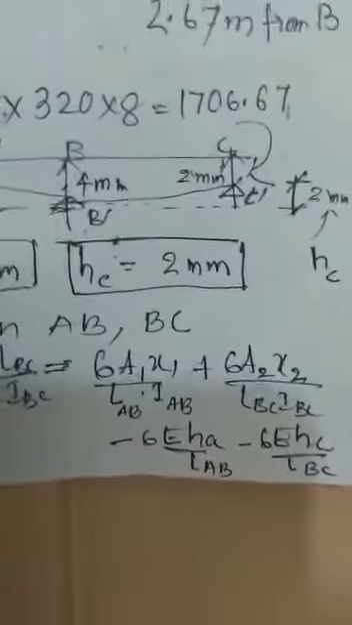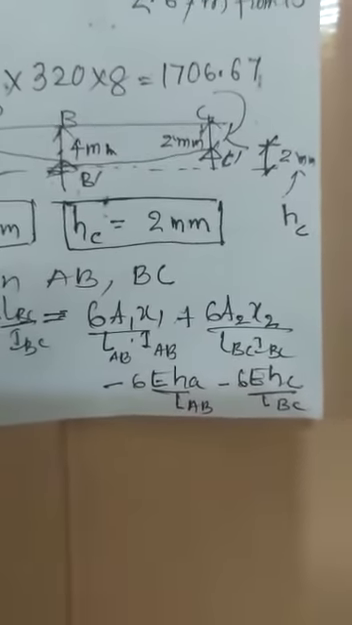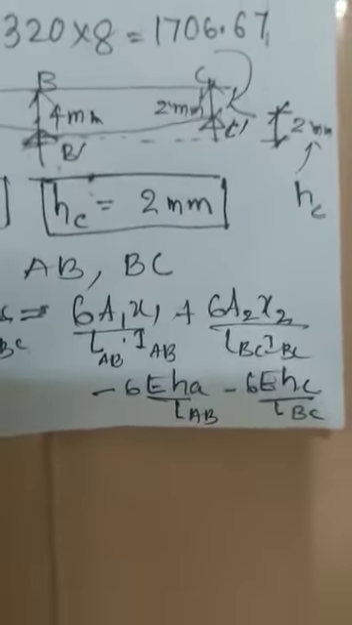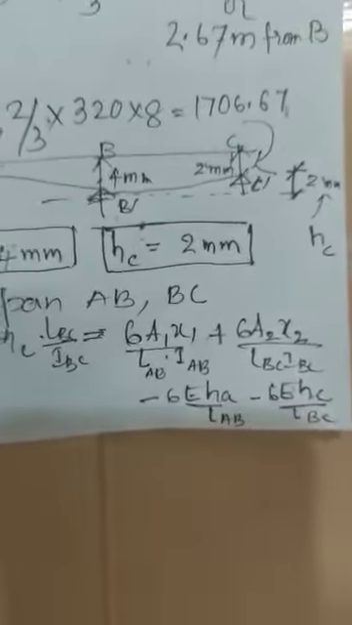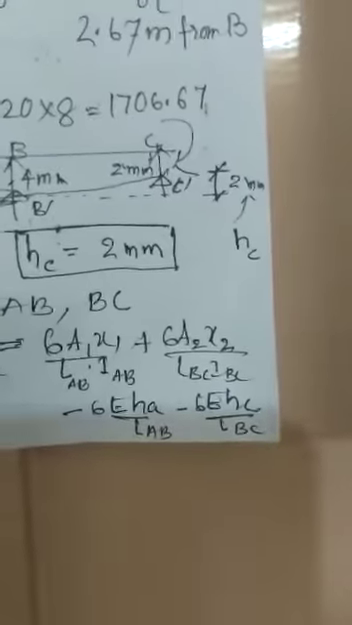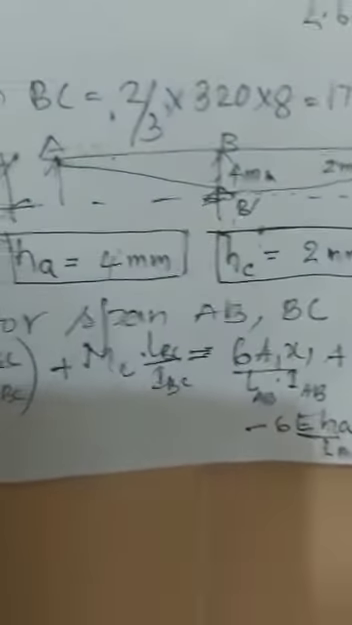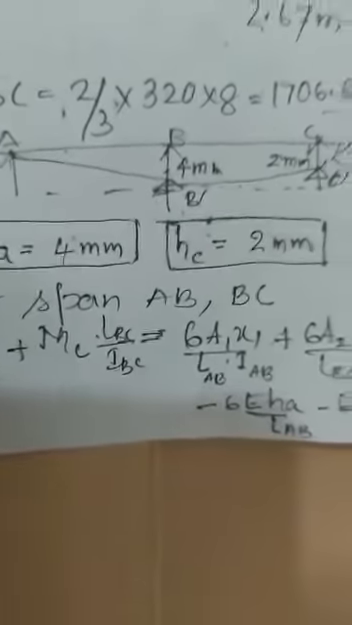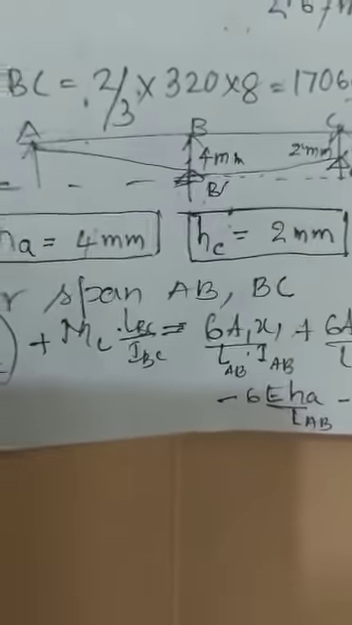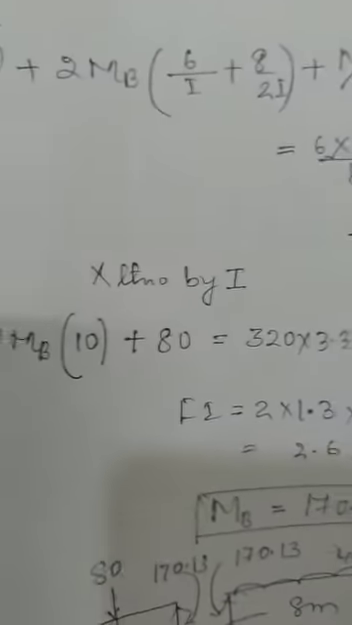We will repeat again. B has sunk by 4 mm, C has sunk by 2 mm. Therefore C dash relative to B dash is 2 mm above B dash. So HC is to be taken as 2 mm as it is above B dash. A has not undergone any sinking, but B has sunk by 4 mm. So relative to B dash, A is at a higher position. So HA should be taken as plus 4. So that's what I have substituted here.